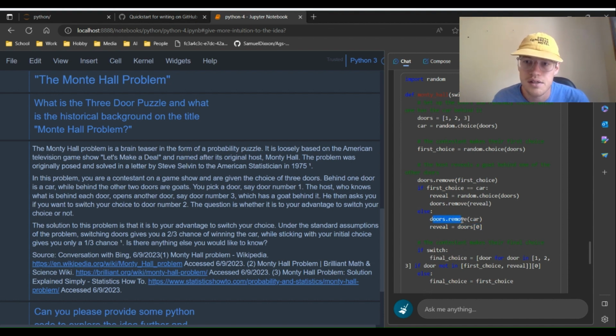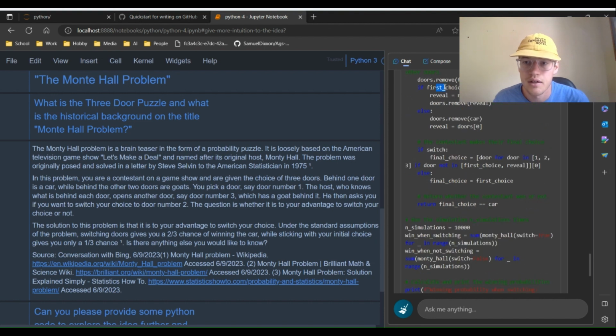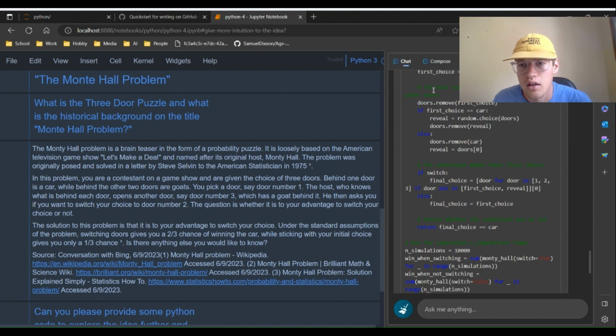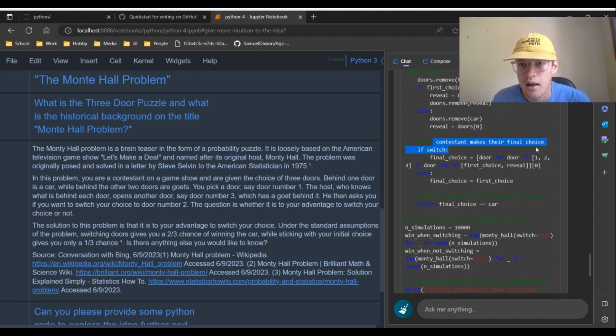And the reason why we're removing, so what's the discrepancy here, is the way that we select the door, right? So we're just selecting the door in a different way based on if our first choice is the car or not the car. And that's just the talk show host revealing the goat. And then the contestant makes their first choice.